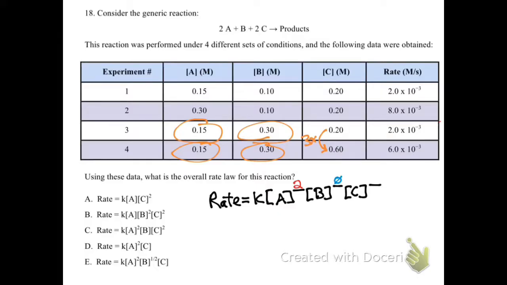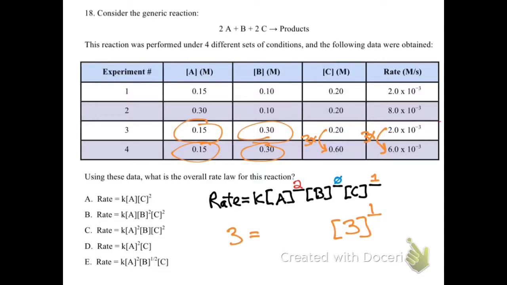And notice that when we made it 3 times as concentrated, the rate went 3 times as fast. It is a directly proportional relationship. So, if we consider what happened to the rate, it went 3 times as fast when we tripled the concentration of C. What 3 to what power equals 3? Well, just 1. So, this is first order with respect to C.